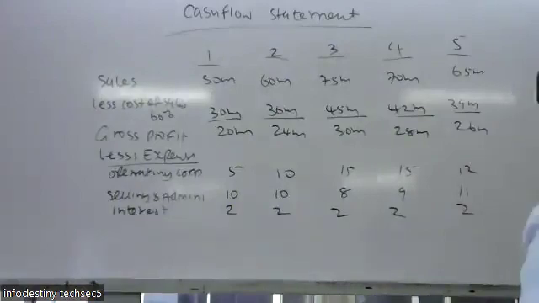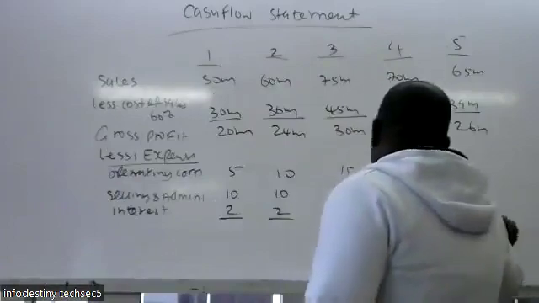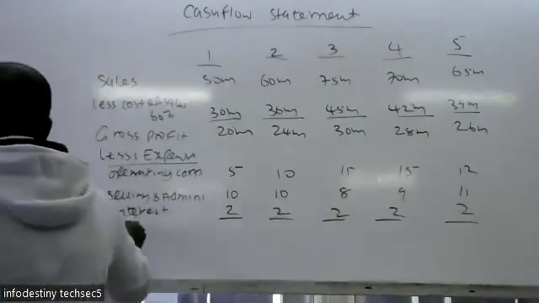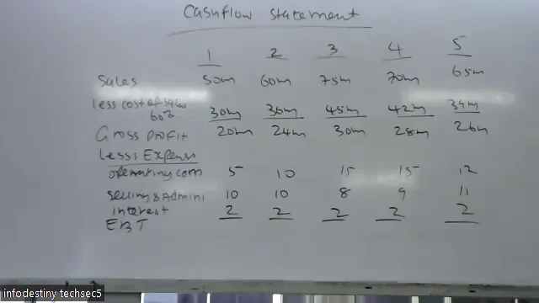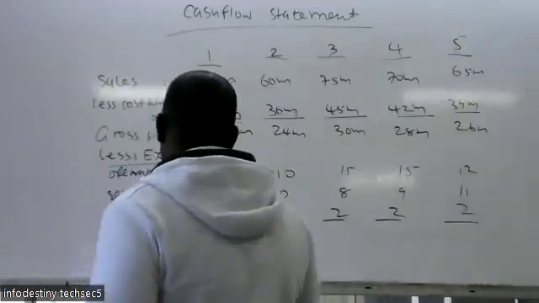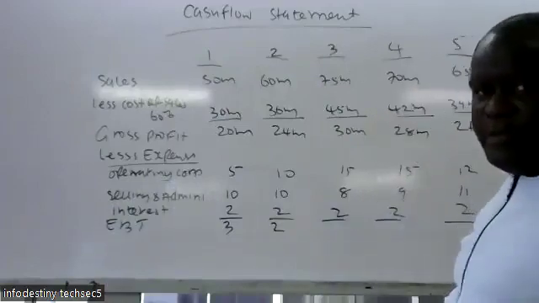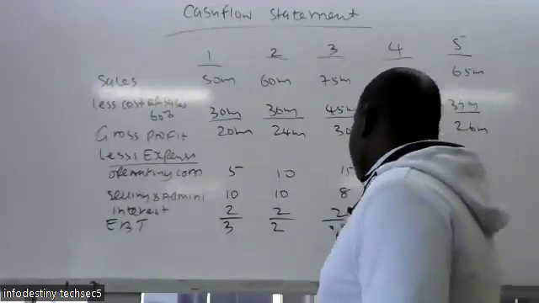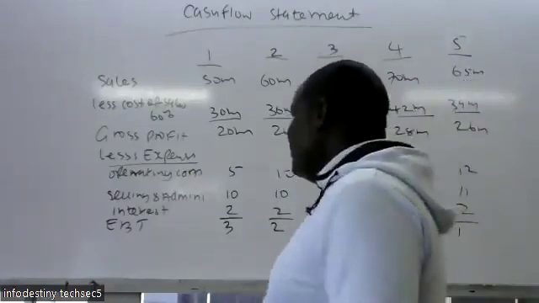So I would like you to subtract those figures so that we get the earnings before the tax. Earnings before the tax. Year 1 should be which figure? 3. Year 1 is 3. Year 2 should be... Year 3 should be which figure? Year 4. 2. Then 1. Then you less the tax.